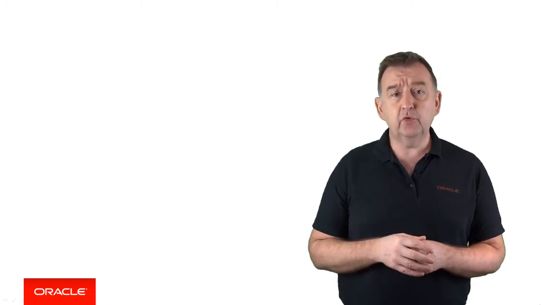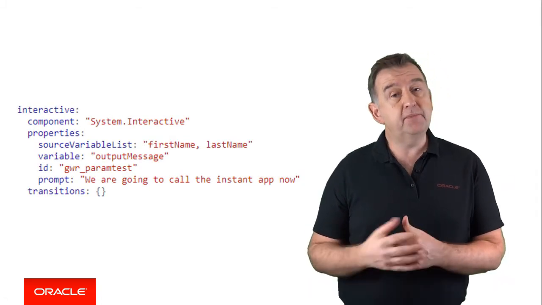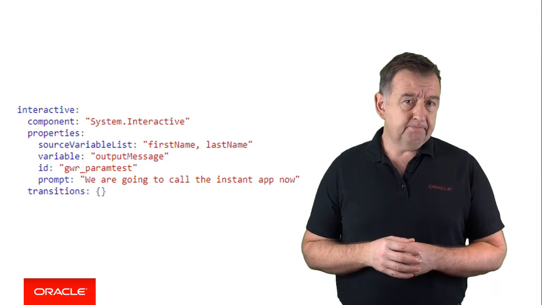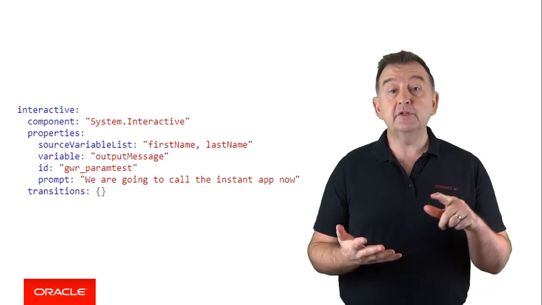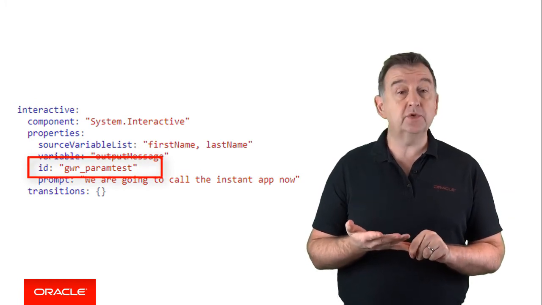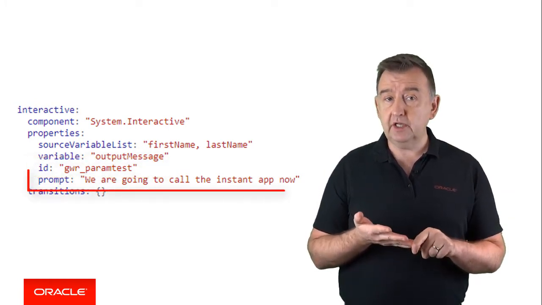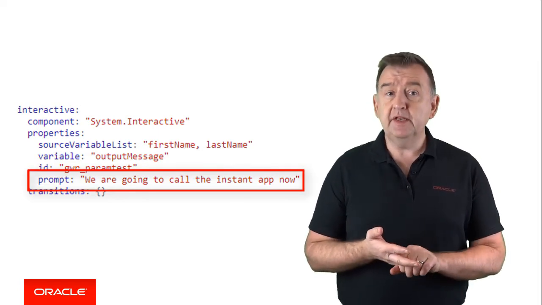And in the dialogue flow in Oracle Intelligent Bots, we introduce a new system component called system.interactive. And this is the component that we'll call the instant app. So let's have a look at the properties that you set to make this work. First of all, there's the ID, and this is simply the ID of the instant app that you want to launch. Prompt allows us to display a message to the user, maybe informing them that the next step they will see an instant app.